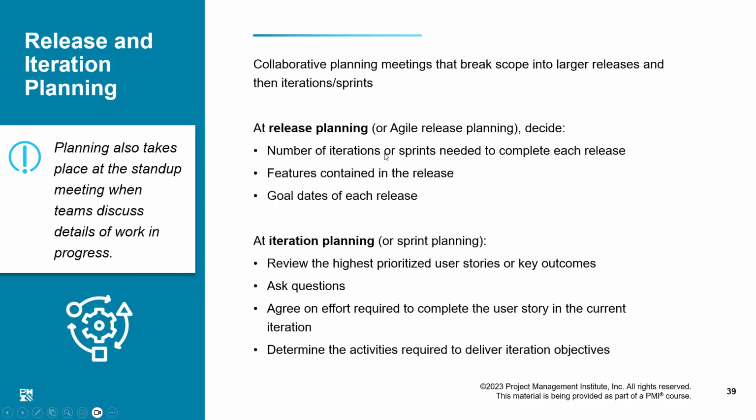So the number of iterations or sprints needed to complete each release. We have decided the features contained in the release. Now, when I say one release, say the first release was 6 months long, what are all the major features which have to be completed? We must be very clear about it. Then the goal dates of each release. When do we expect that this release is going to be finished?